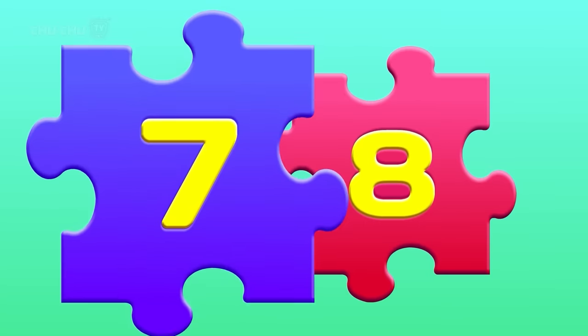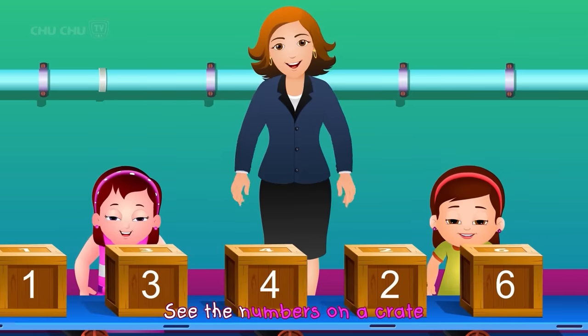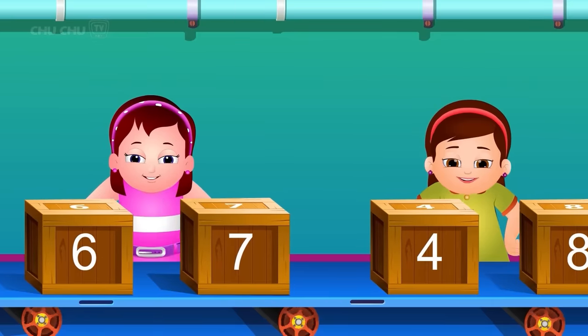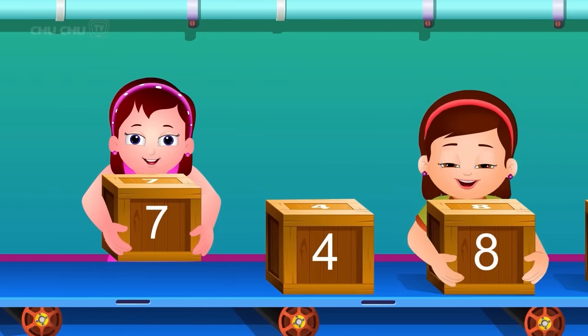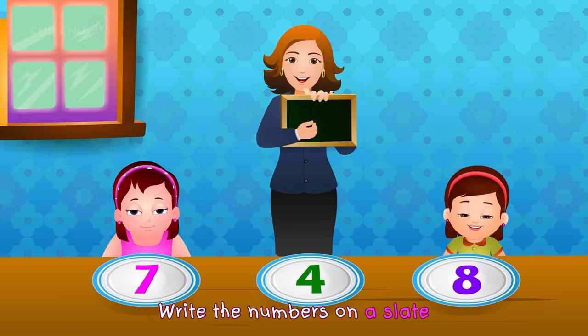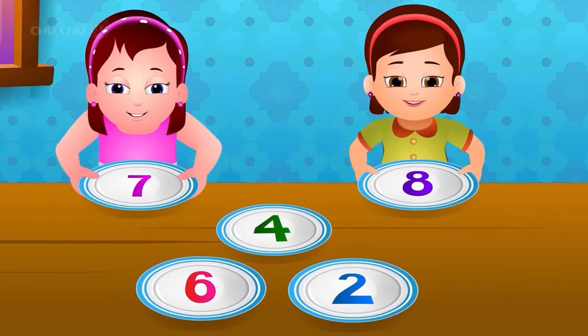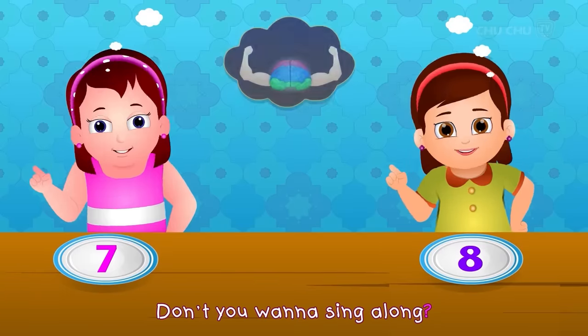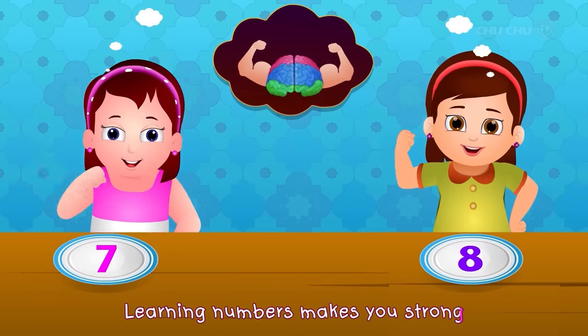7 and 8. 7 and 8. See the numbers on a crate. Pick your numbers from the crate. 7 and 8. 7 and 8. See the numbers on a plate. Write the numbers on a slate. 7 and 8. 7 and 8. Don't you want to sing along? Learning numbers makes you strong. Say it.